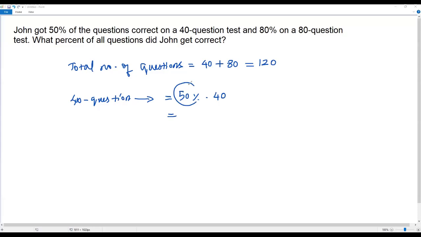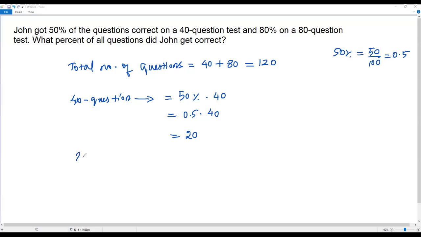So 50% can be converted to decimal. For that, we have to write 50% as 50 over 100. We know that whenever we have a percent for a number, it has to be compared to 100. So 50% can be written as a fraction, 50 over 100, and when we simplify this we get 0.5. So 50% can be written as 0.5, and 0.5 times 40 is 20. So in the first test, which contains 40 questions, John got 20 questions correct.